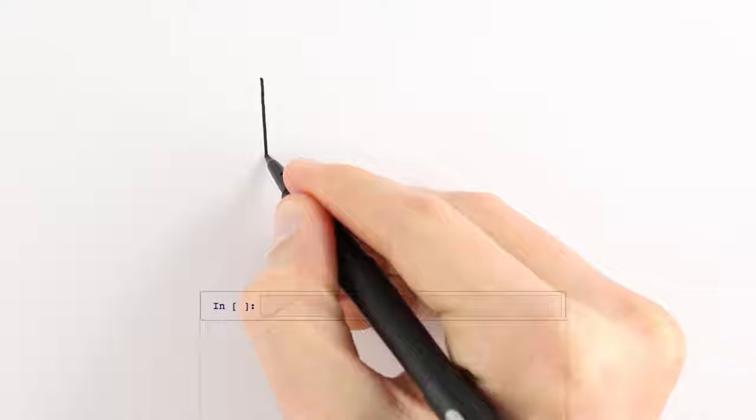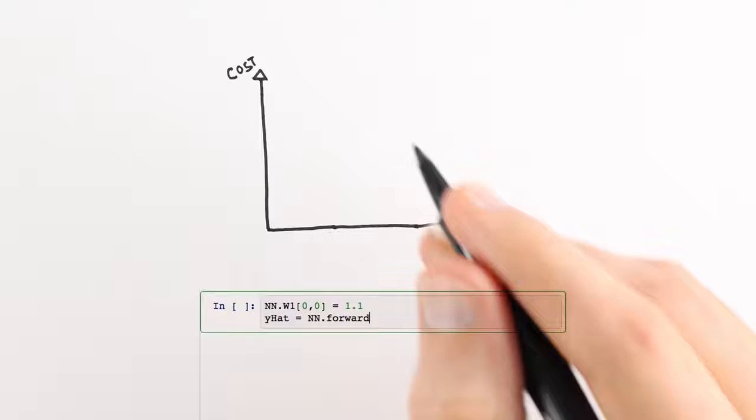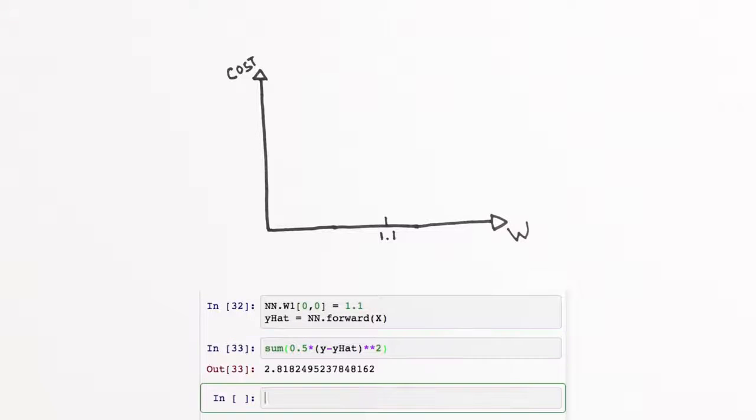Let's return to the one-dimensional case and see if we can be more clever. Let's evaluate our cost function for a specific value of w. If w is 1.1, for example, we can run our cost function and see that j is 2.8.